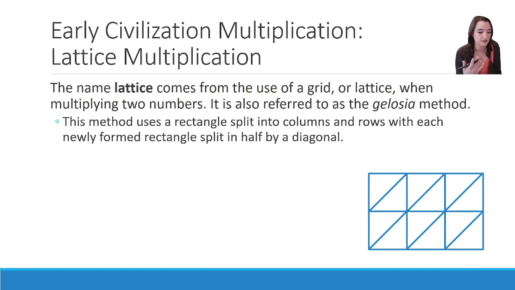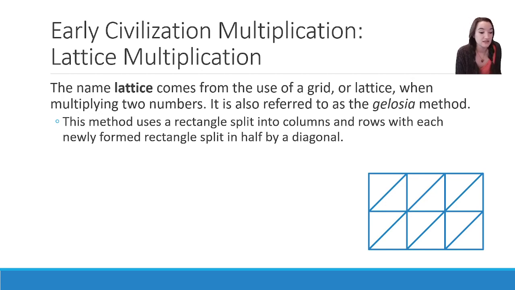Alright, let's look at another method. So the next one is called lattice multiplication. In fact, this is a method that I learned when I was in elementary school. So it's possible some of you might have heard of this before. It is still used a little bit. I've seen students use it, but if you haven't learned it, that's okay. Maybe you'll start using it now.